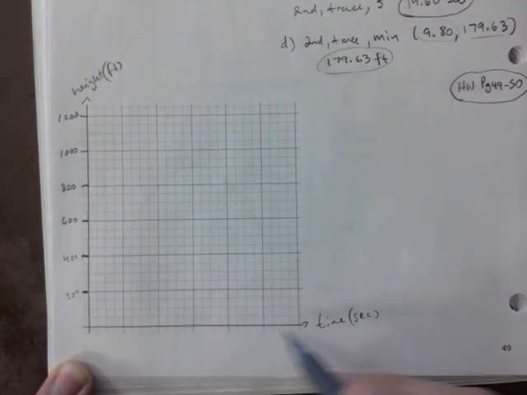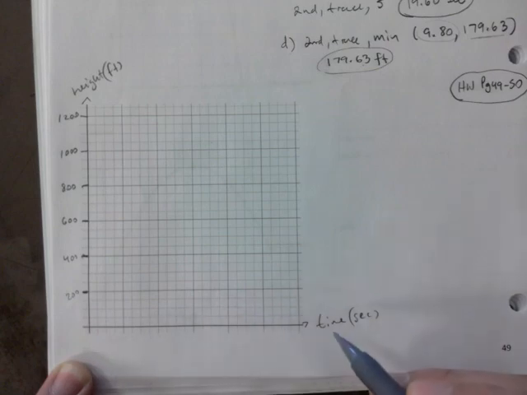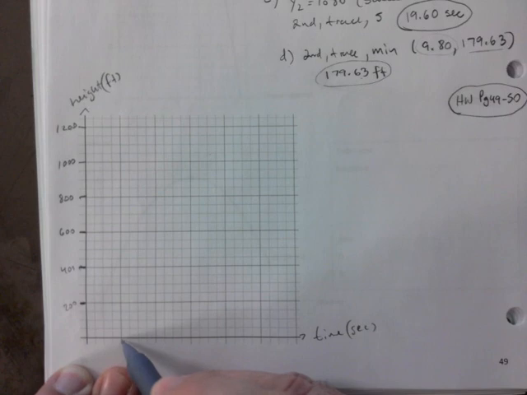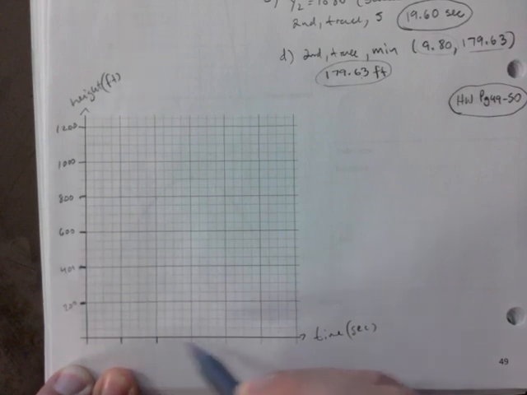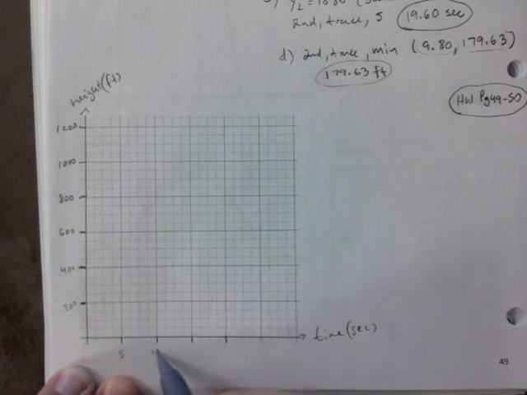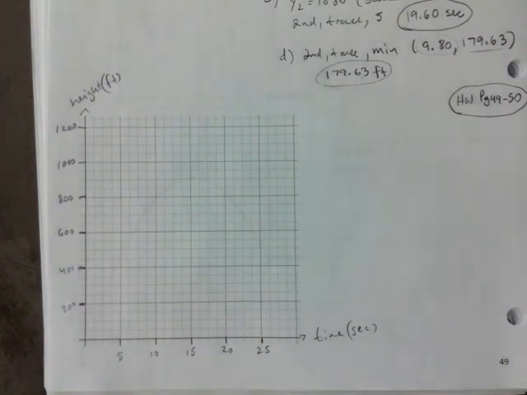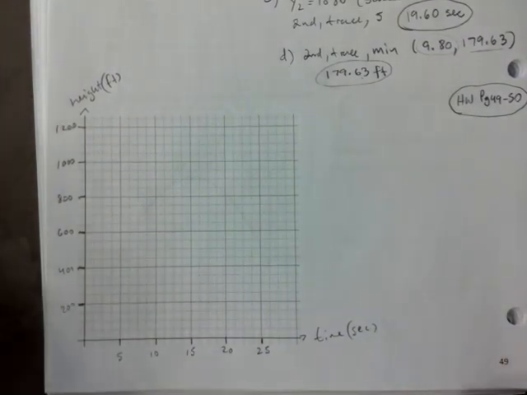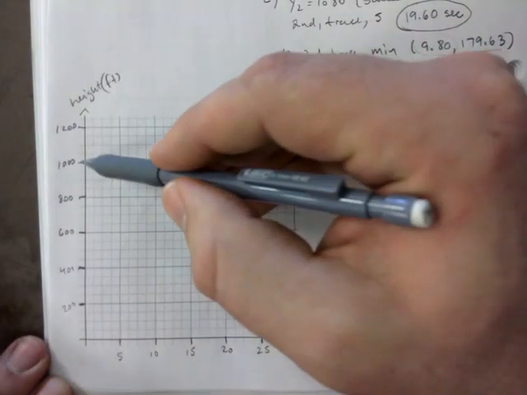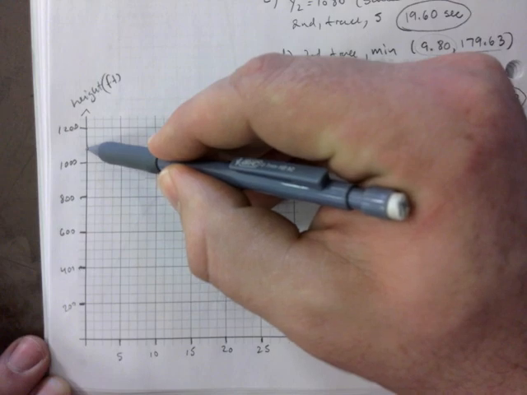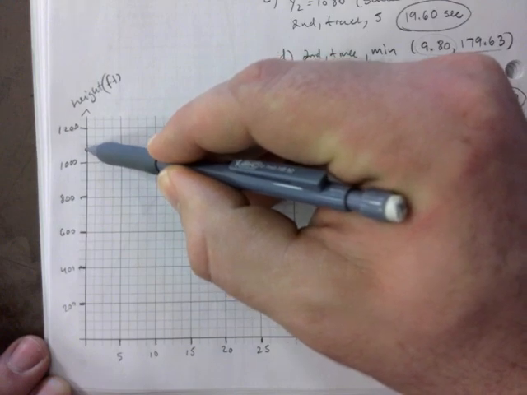And time, I know this whole thing takes about 20 seconds, right? 19.6. So let's see here. 5, 10, 15, 20. That's beautiful. Let's just stick with that scale of 5 seconds. And now you start plotting. 1000, this would be 1100 right here. So 1080 is just shy of that. That would be my starting point.